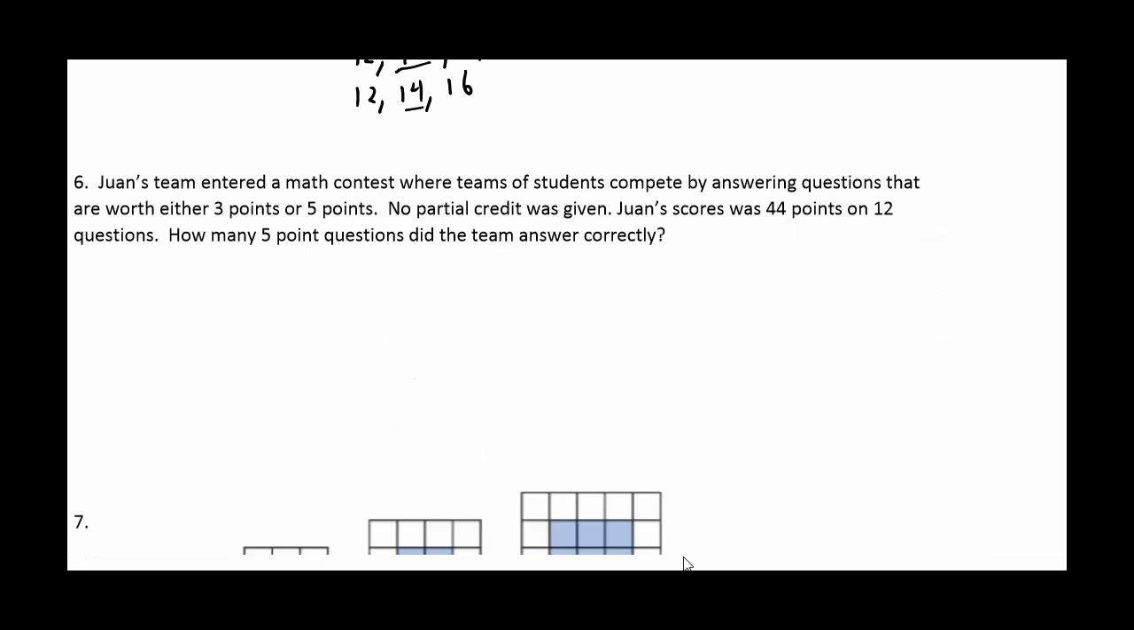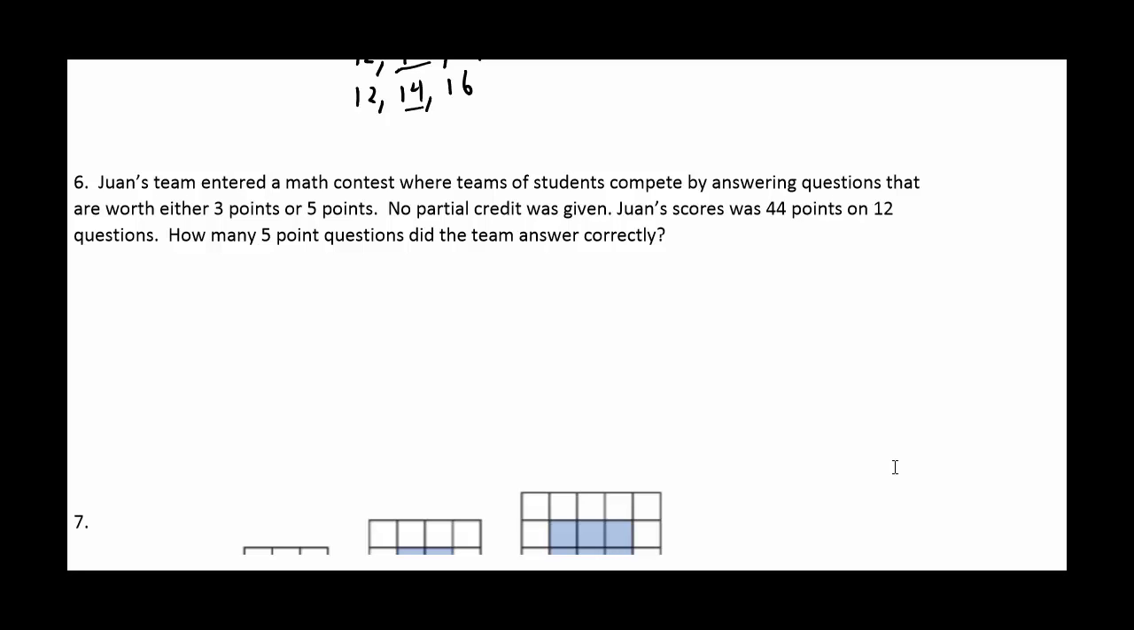This is another problem-solving question, so something you just have to be creative about how you organize your thoughts. Juan's team entered a math contest where teams of students compete by answering questions that are worth either 3 or 5 points. No partial credit was given. Juan's team scored 44 points on 12 questions. How many 5-point questions did the team answer correctly?